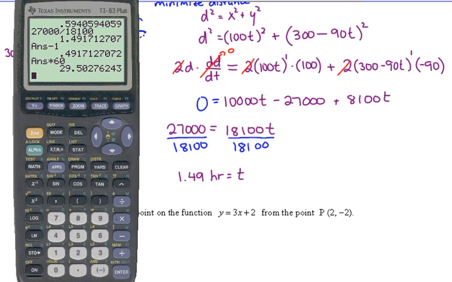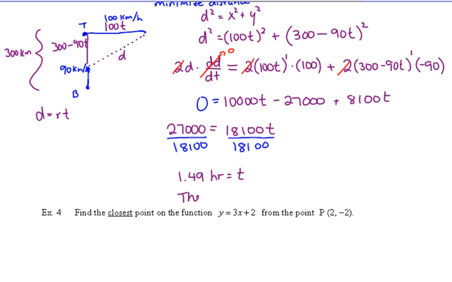Okay, so they are closest together at what time? At 8:30 a.m. because they left at 7.